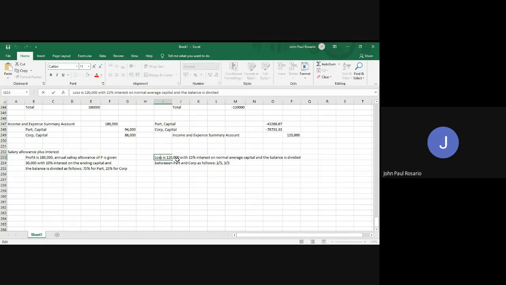So, kung loss naman siya, 30,000 annual salary. Guys, kani siya mga assumption kay bulag-bulag na siya. Hindi siya necessary na kuan. Word mo siya ang assumptions kada problem, ana lang, okay? Annual salary allowance of 30% is given. May siya annual salary allowance of 20,000. 1,000 is given.